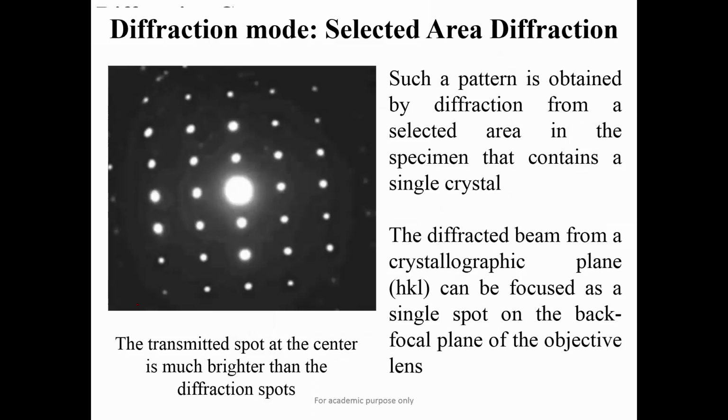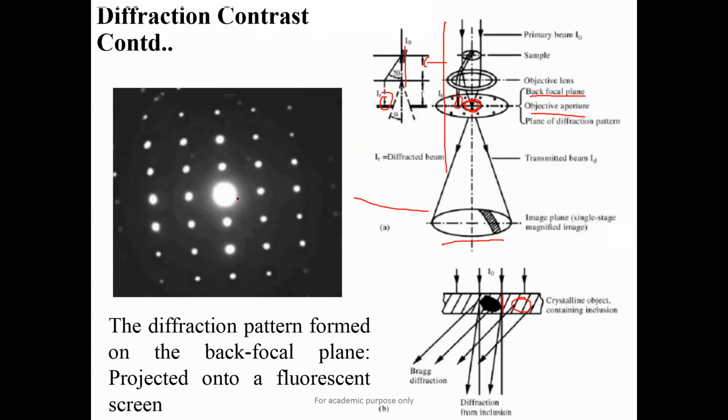So generally your diffraction pattern looks like this. This kind of pattern is obtained by diffraction from the selected area in the specimen. Like here we have seen, suppose we have some inclusion, so we avoid it. First we take an image, then we avoid it, and then we select some area to take the diffraction pattern. That's why we call it selected area diffraction pattern, because this inclusion is not going to give you any kind of diffraction.